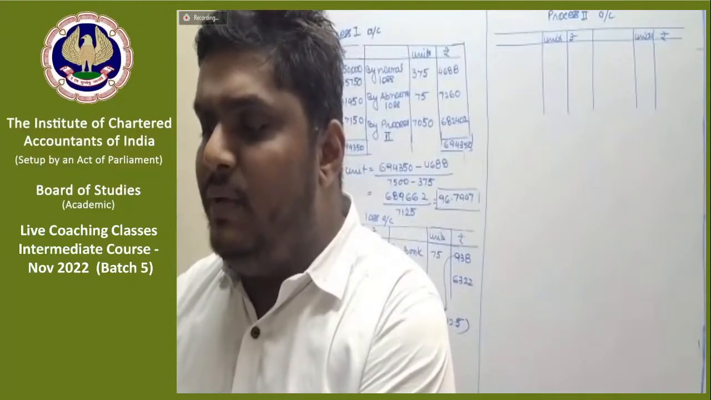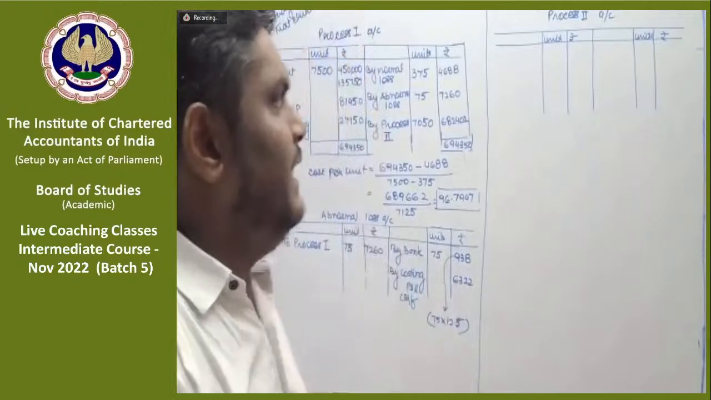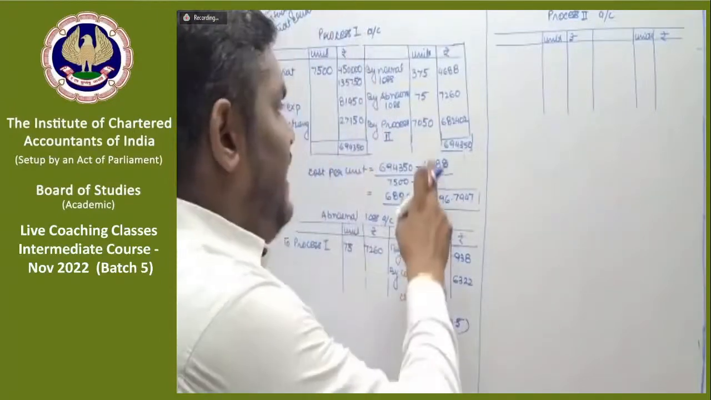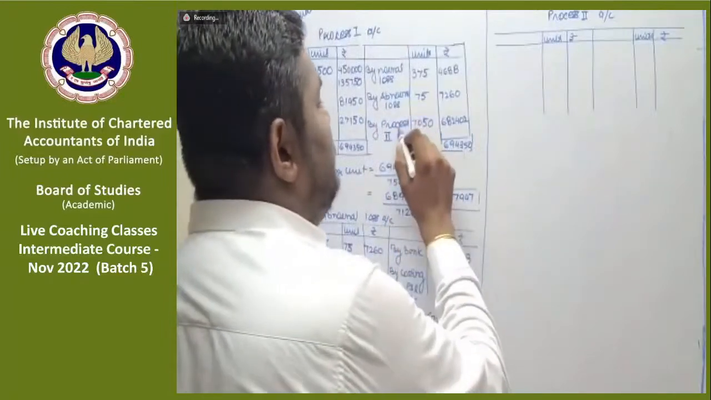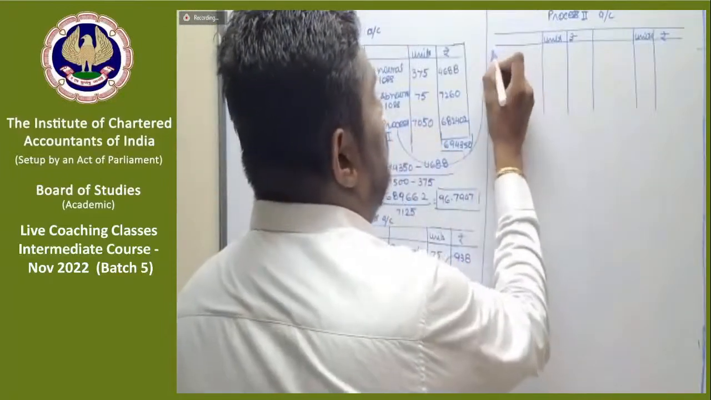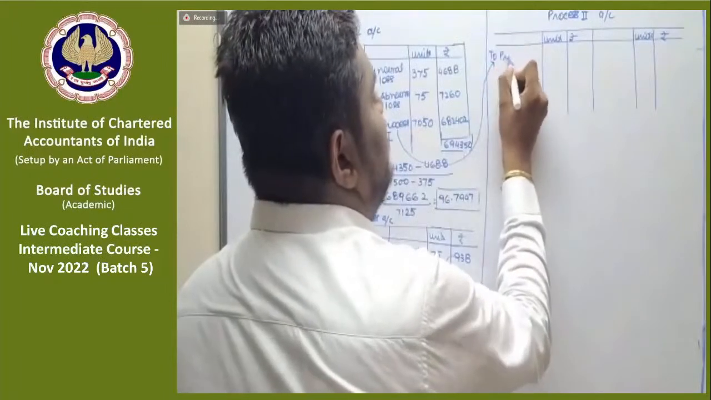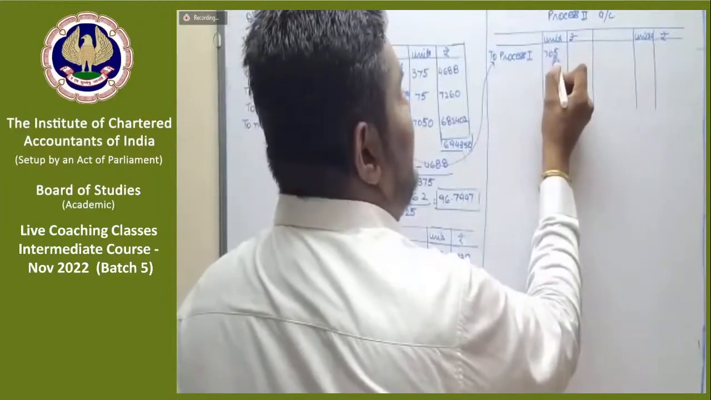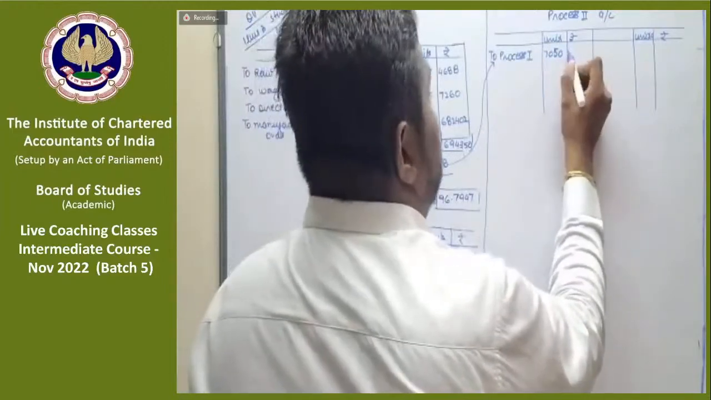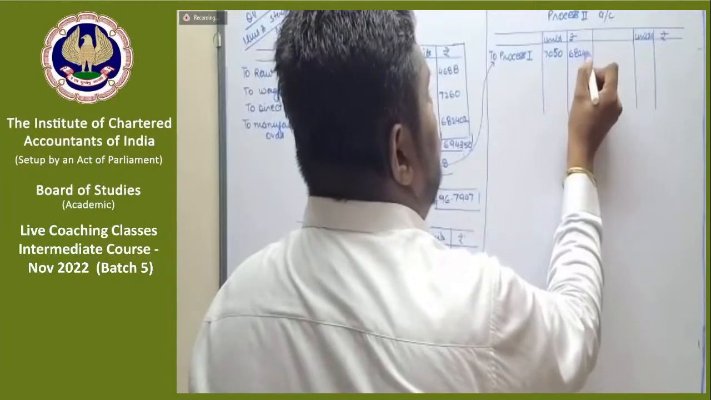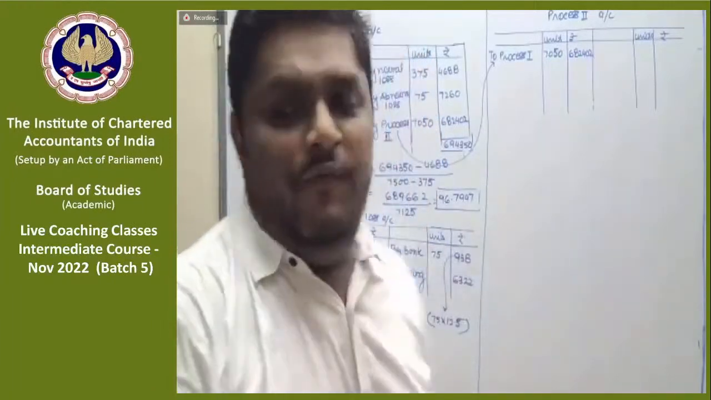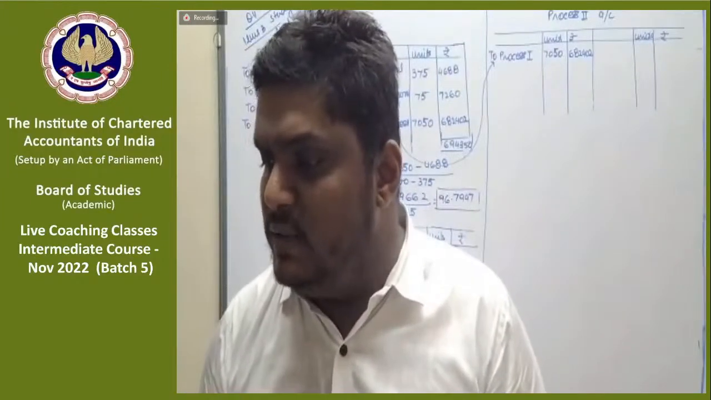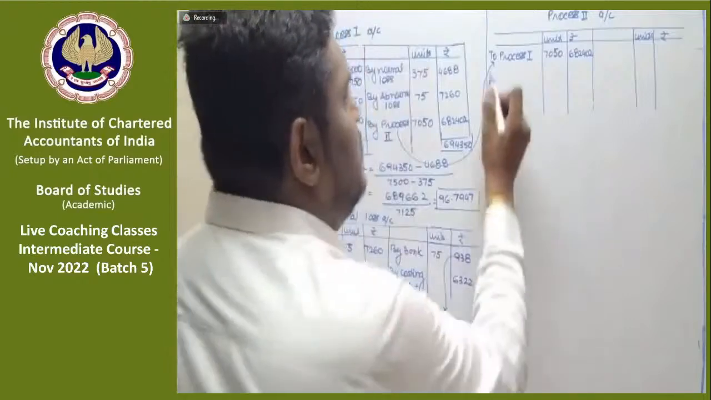So now let's start with the next part, that is let's prepare process second account, wherein the output of process first is transferred to process second account. So to process first, that is 7050, 682,402. Now further expenditures are incurred in the next process, that is the direct wages is 129,250.